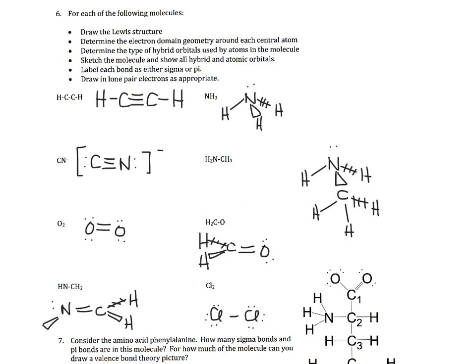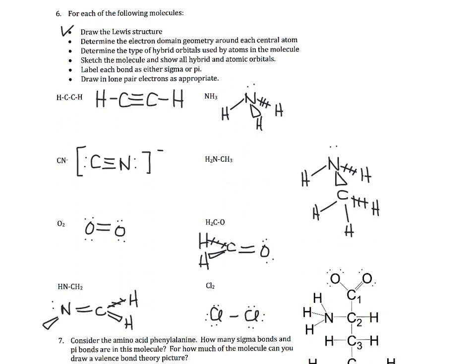Okay, so now I have all of the Lewis structures. Check. Determine the electron domain geometry around each central atom, the type of hybrid orbitals that will be used, sketch the molecule and show all the orbitals, label the bonds as sigma or pi, and draw in the lone pair electrons as appropriate. So I'm going to do each one in turn.